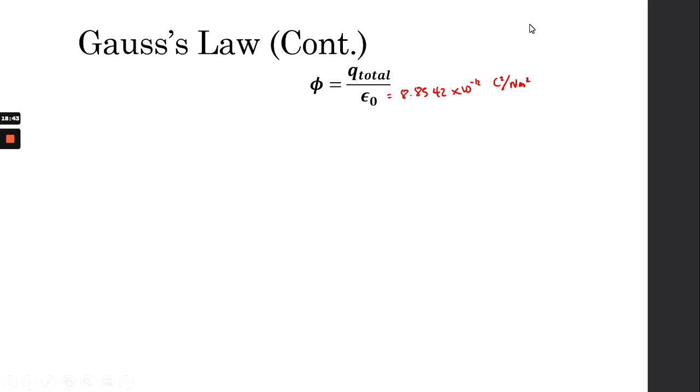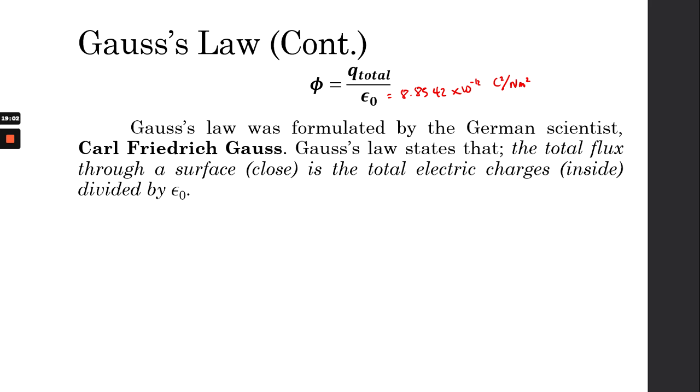Similar with k, these values are constant. k is always 9 times 10 raised to 9 newton meter squared per coulomb squared. But for the permittivity of free space, it's 8.8542 times 10 raised to negative 12 coulomb squared per newton meter squared.